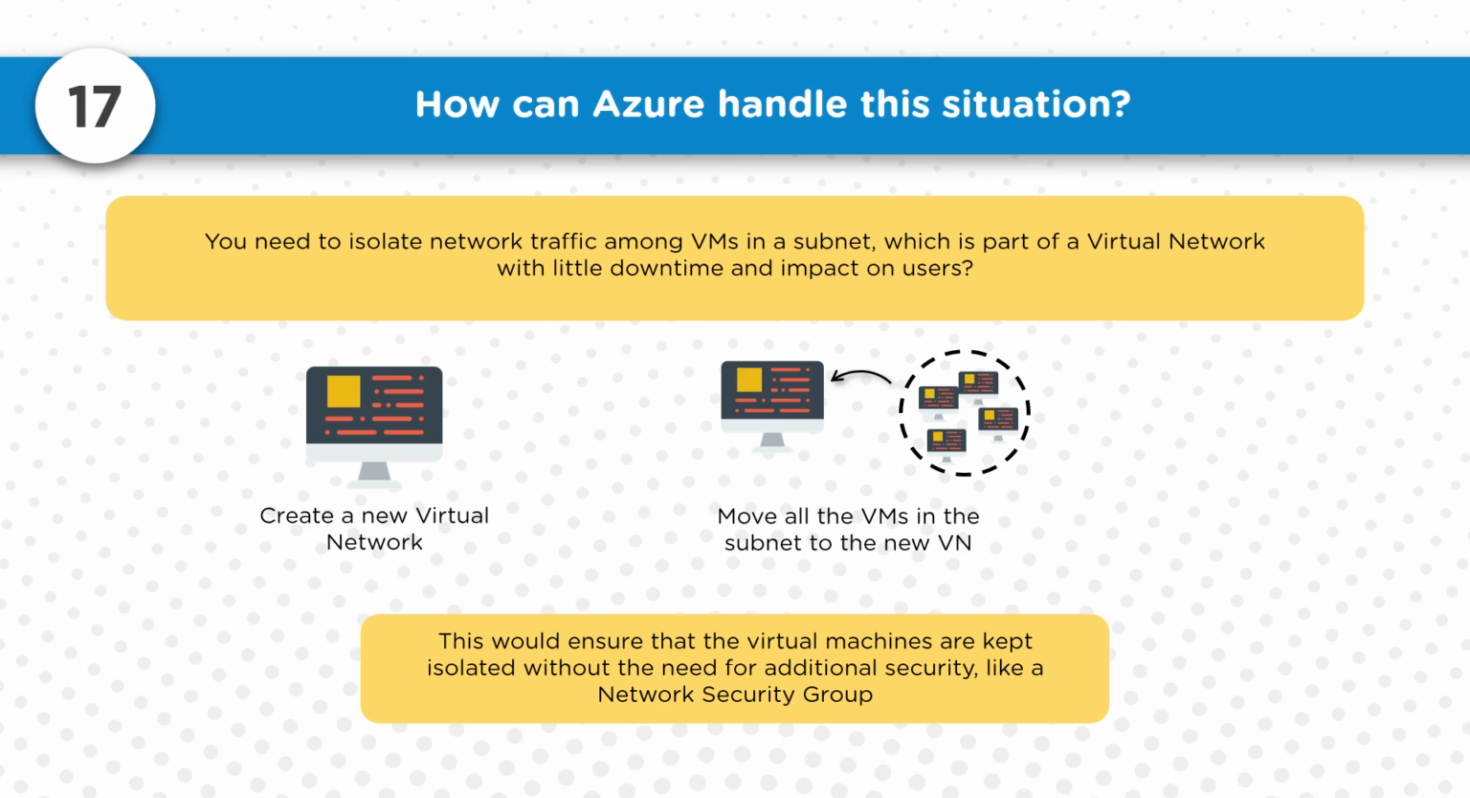And the best way we can do it is create a new virtual network and move all the VMs in that subnet to the new virtual network. Now, this feature is not possible with a lot of other cloud service providers like AWS. In those environments, we might need to shut down, stop the VM, create a new VM based on the image, and it's a hefty process. But here in Azure, I can simply move the VMs from one subnet to another virtual network without needing any additional security like the network security group. I can simply isolate them if I need to by creating a new virtual network and moving the servers to it.